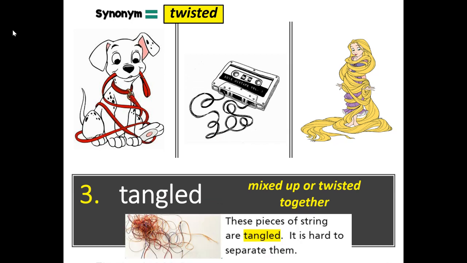These pieces of string are tangled. It is hard to separate. You could also say these pieces of string are twisted. It is hard to separate. Think about it. Name something in your house that can easily get tangled or twisted. Remember, twisted is a synonym for tangled.